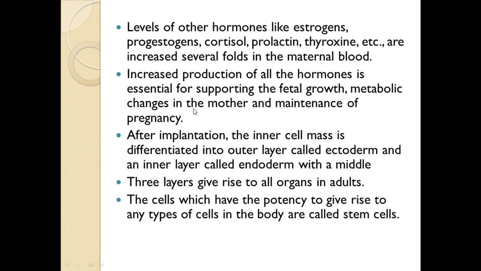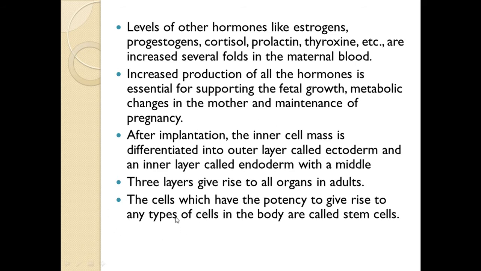After implantation, now you know what implantation is. Implantation is the process in which the blastocyst, which is the mass of cells, gets attached to the wall of the uterus. So after implantation, the inner cell mass is differentiated into an outer layer called the ectoderm and an inner layer called the endoderm, with a middle layer. These three layers give rise to all organs in the adult.